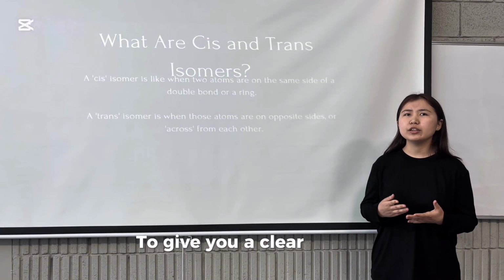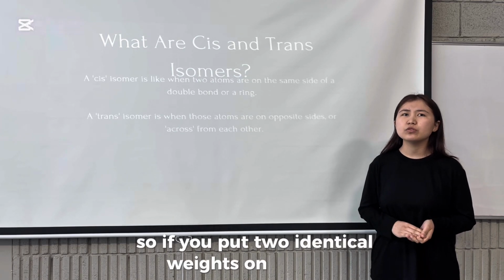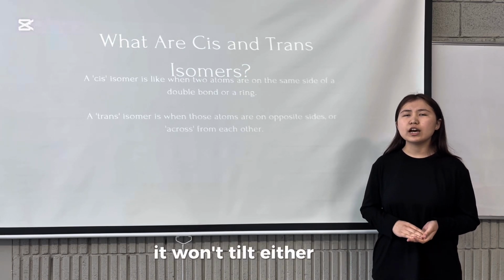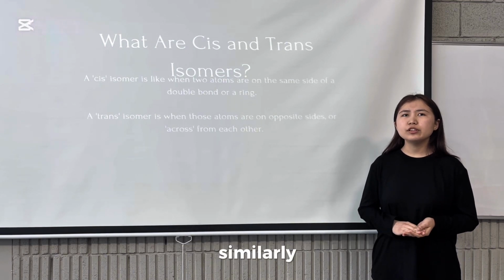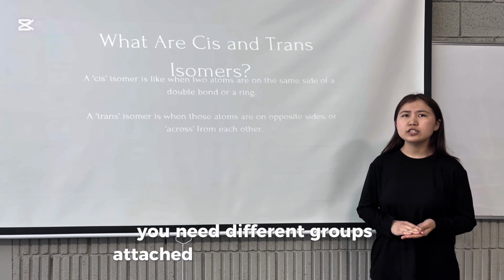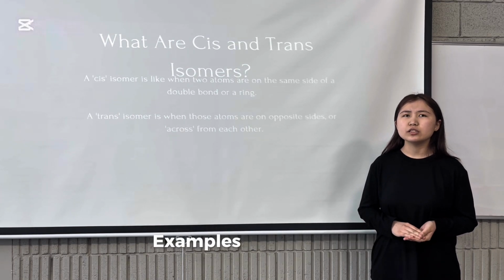To give you a clear picture, imagine a seesaw. If you put two identical weights on one side, it won't tilt either way. You need different weights to make it tilt. Similarly, you need different groups attached to the double bond or ring to create the cis and the trans arrangement.